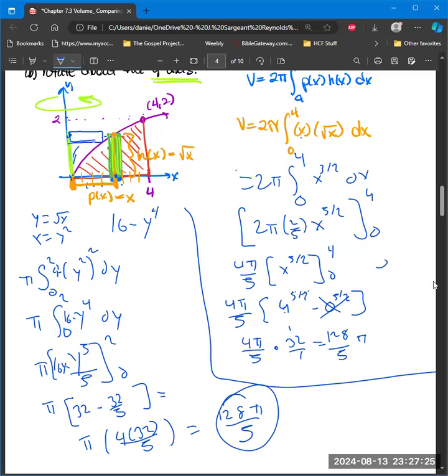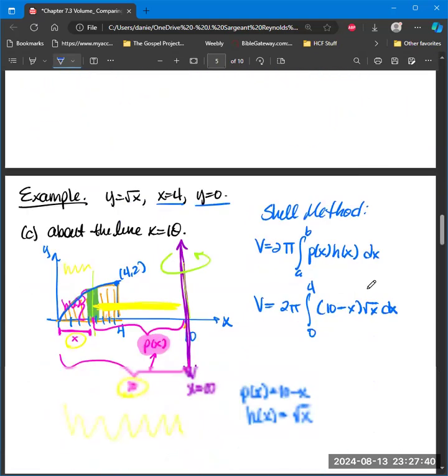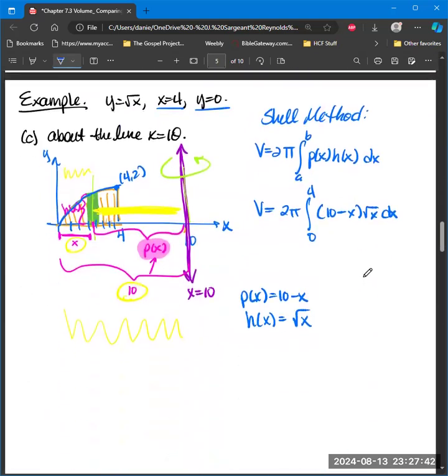Clearly, this was easier, and this was harder because this involved washers, and this involved squaring, and that did not. So now let's think about y equals the square root of x from 0 to 4, but I want to revolve it around the line y equals 10.